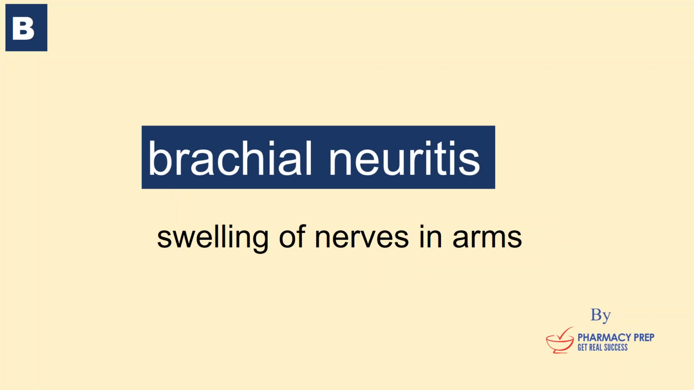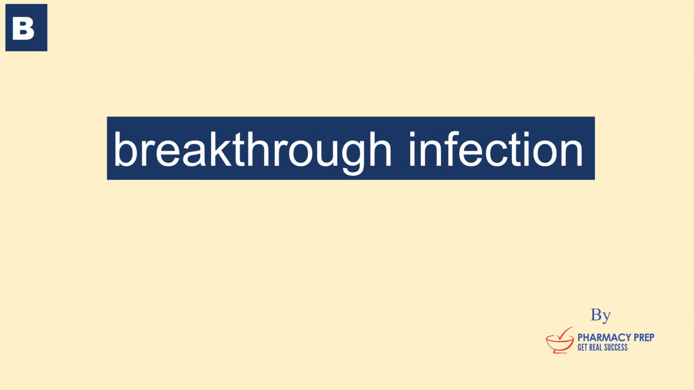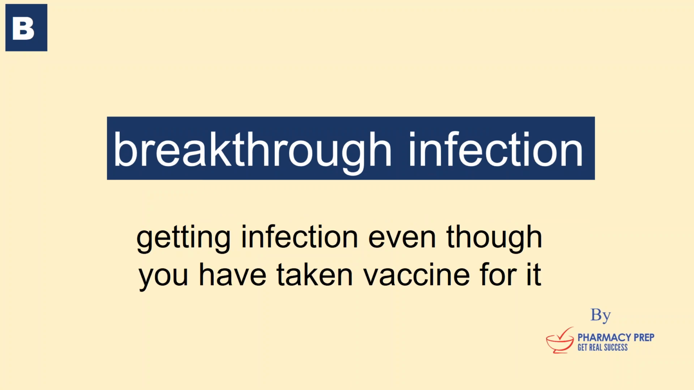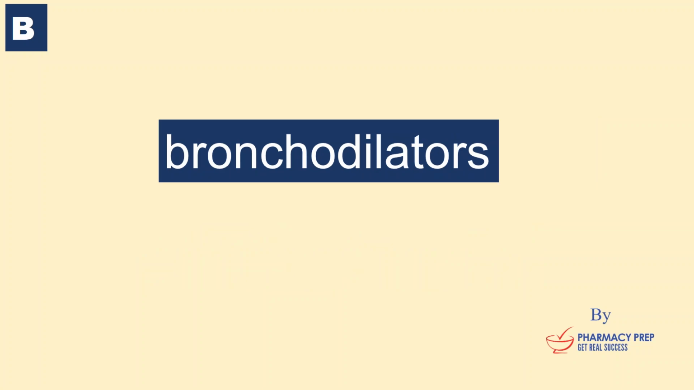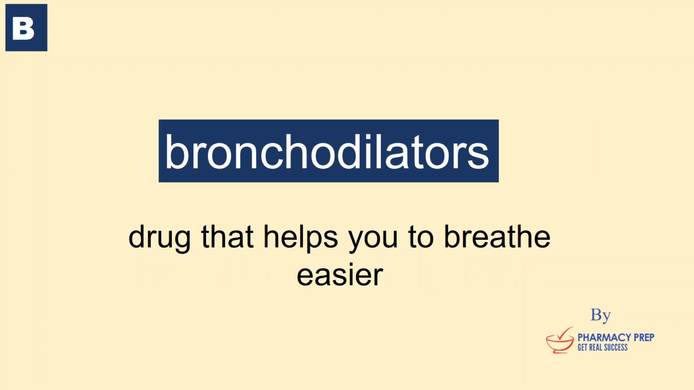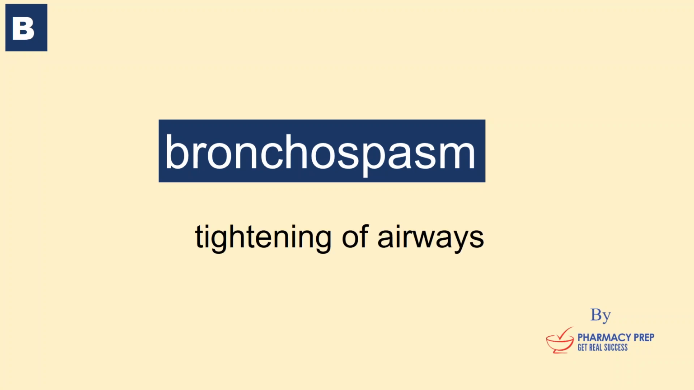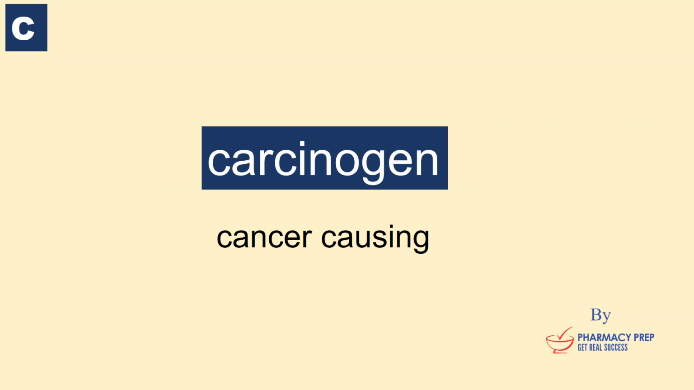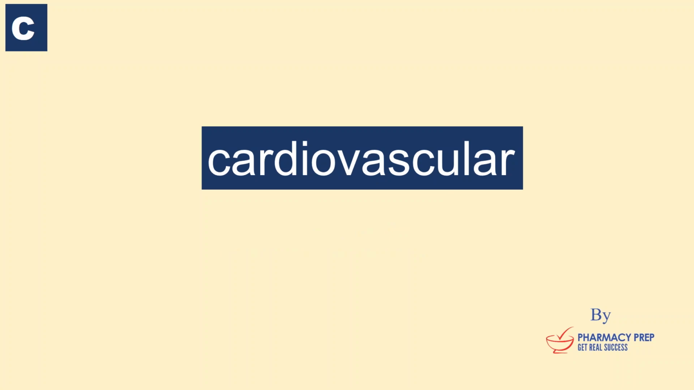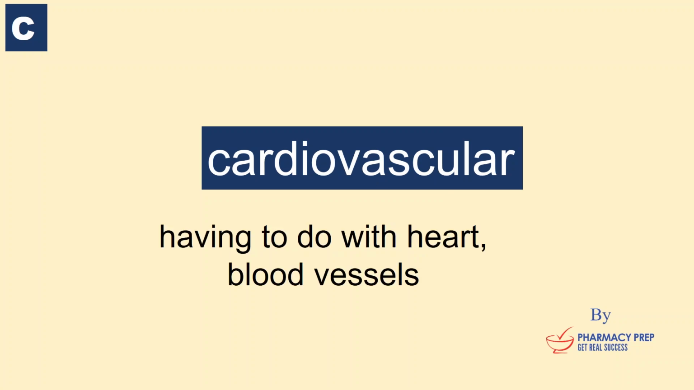Brachial neuritis: swelling of the nerves in arms. Breakthrough infection: getting infection even though you have taken the vaccine for it. Bronchodilators: drug that helps you to breathe easier. Bronchospasm: tightening of the airways. Carcinogen: cancer-causing substance. Cardiovascular: having to do with heart or blood vessels.